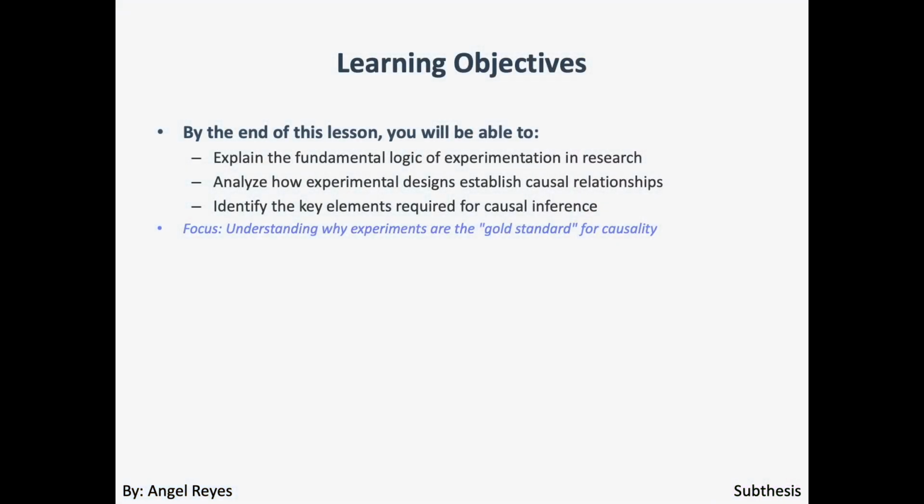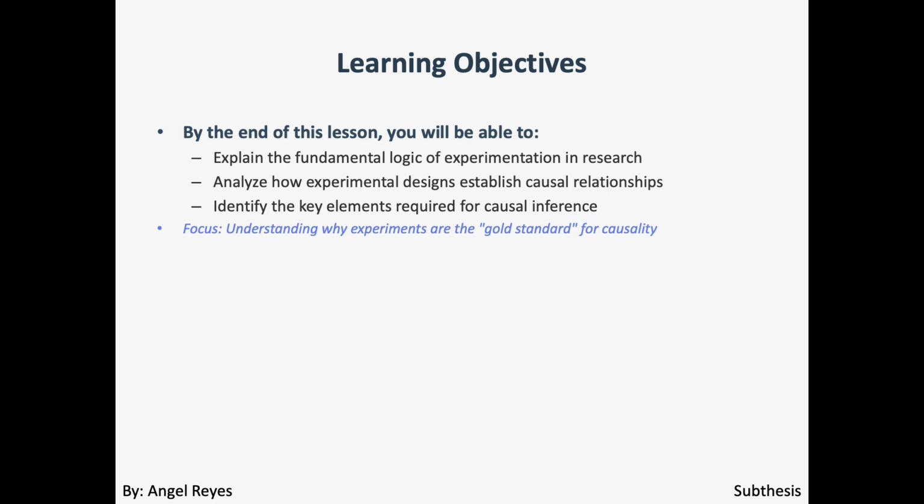By the end of our time together, you'll understand 3 critical concepts. First, you'll be able to explain the fundamental logic behind experimentation. Second, you'll analyze how experimental designs actually establish causal relationships, not just correlations, but true cause and effect. And third, you'll identify the 5 key elements that must be present for strong causal inference.